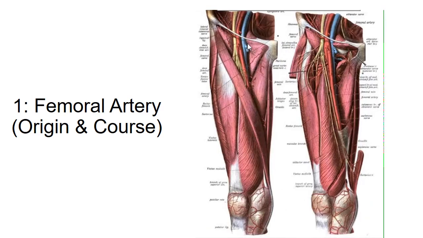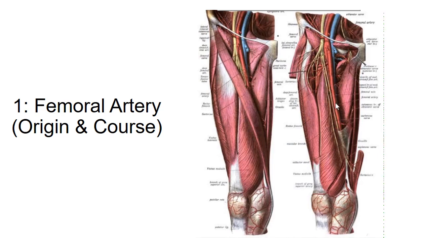There is another image which shows origin and course of femoral artery through femoral triangle and adductor canal. This is femoral triangle. This is femoral artery which enters the femoral triangle by passing behind the inguinal ligament at the mid-inguinal point. In the second image, sartorius muscle has been removed and femoral artery is visible through the adductor canal.